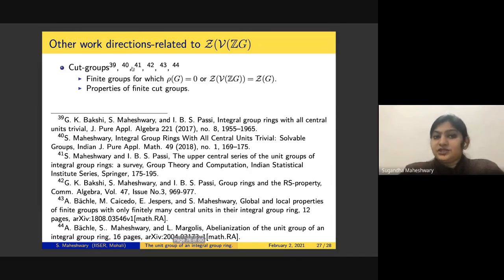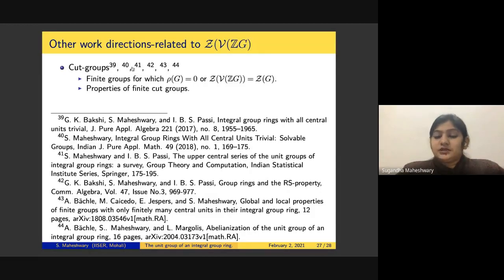So classification of groups for which rank is 0, free rank is 0, or saying that there are only the trivial units in the center of the unit group. The classification of such groups is one good direction to work with. Then what are the properties of these finite CUT groups?